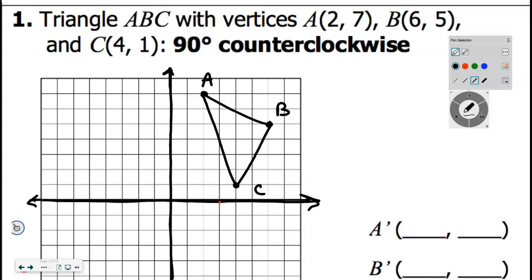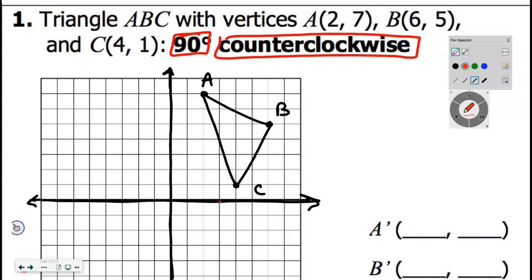Okay, so I'm not going to physically grab every point and turn it. I'm going to do math for it, Adam. Are you ready? The math I'm going to do depends on what they tell me. How many degrees? So this is one of the 90 ones, and it's 90 counterclockwise. So I want you guys to go look at your rule at the top, and it helps to write it down.